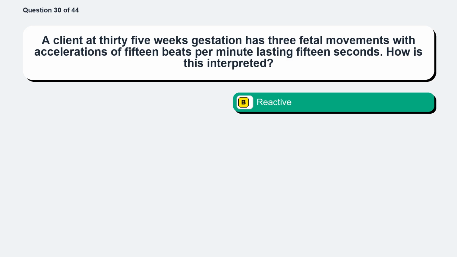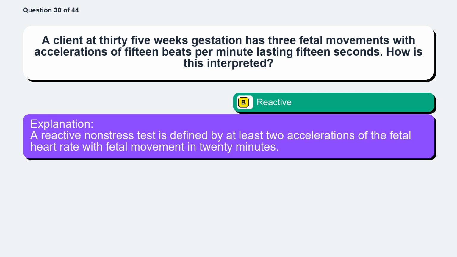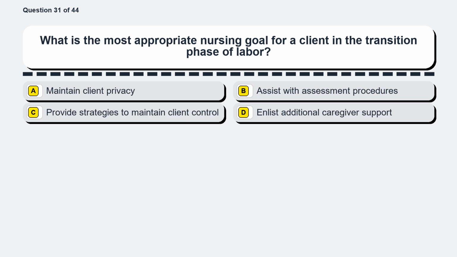The correct answer is option B, reactive. A reactive non-stress test is defined by at least 2 accelerations of the fetal heart rate with fetal movement in 20 minutes. Question 31. What is the most appropriate nursing goal for a client in the transition phase of labor?